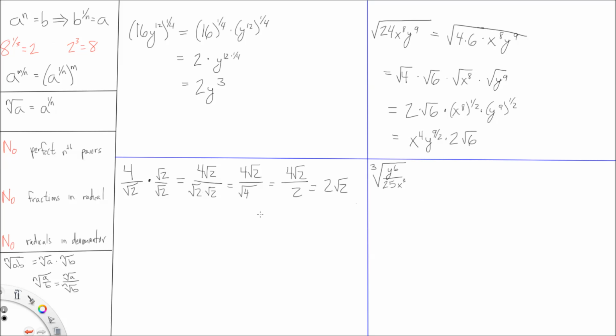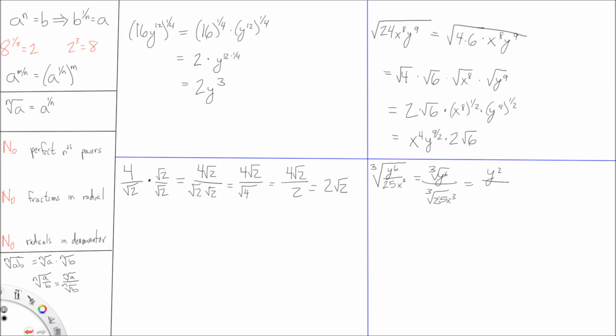Alright, and now the last example we're going to do, we're going to use this property down here that says radicals split over division. So we're going to split this over the division. Alright, so that's the first step. So now we already did this middle step. There's no fractions in the radical anymore, but we still have radicals in the denominator, and we have some perfect third powers left. So y to the 6th, that's y squared cubed. So this is going to be y squared.